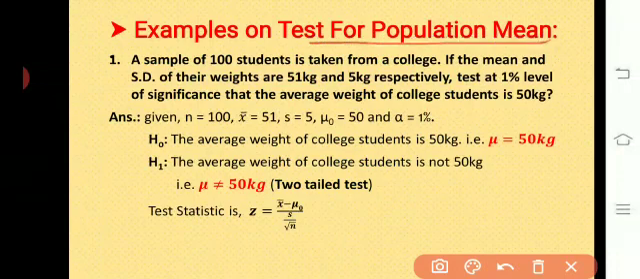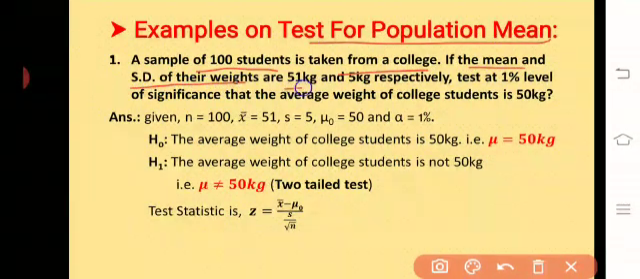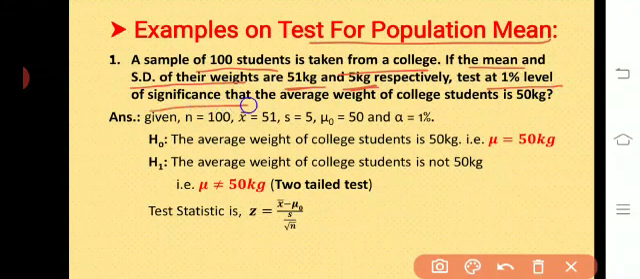So let's go through the first question. A sample of 100 students is taken from a college. If the mean and standard deviation of their weights are 51 kilogram and 5 kilogram respectively, test at 1% level of significance that the average weight of college students is 50 kilogram.